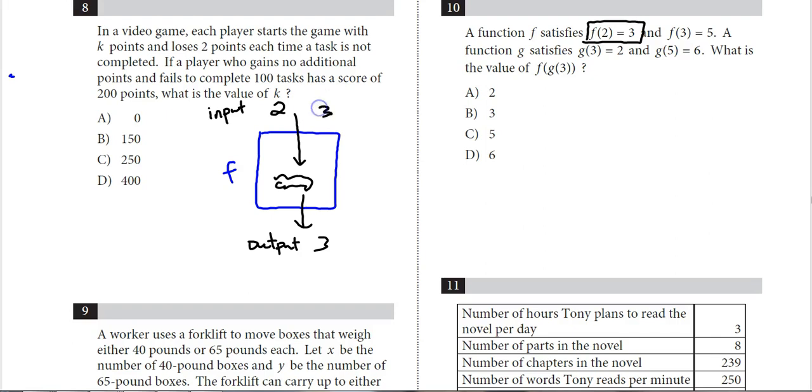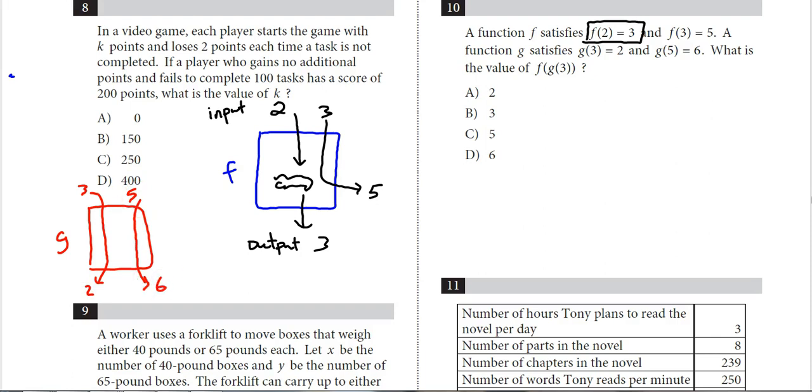I also know that if I put a 3 in, out pops a 5. All right? And then there's some other G machine here, that when I put a 3 in the machine, out pops a 2. And then when I put a 5 in the machine, out pops a 6. So now what they're asking here is, what is the value of f of g of 3? I guess I have an extra parenthesis there that I really don't need. I'll just get rid of that.